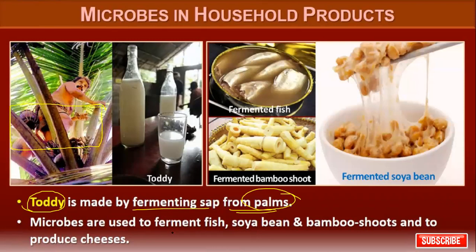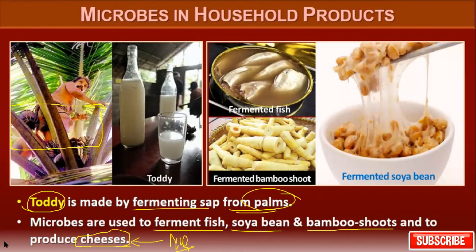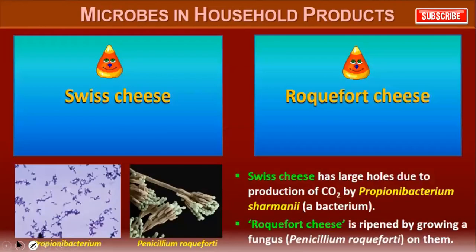Okay, so microbes are used to ferment fish, soya bean, bamboo shoots, and to produce cheese. Very, very important, guys. You have to study about the 2 types of microbes that help in the formation of cheese. Clear? Let's move on to the formation of cheese.